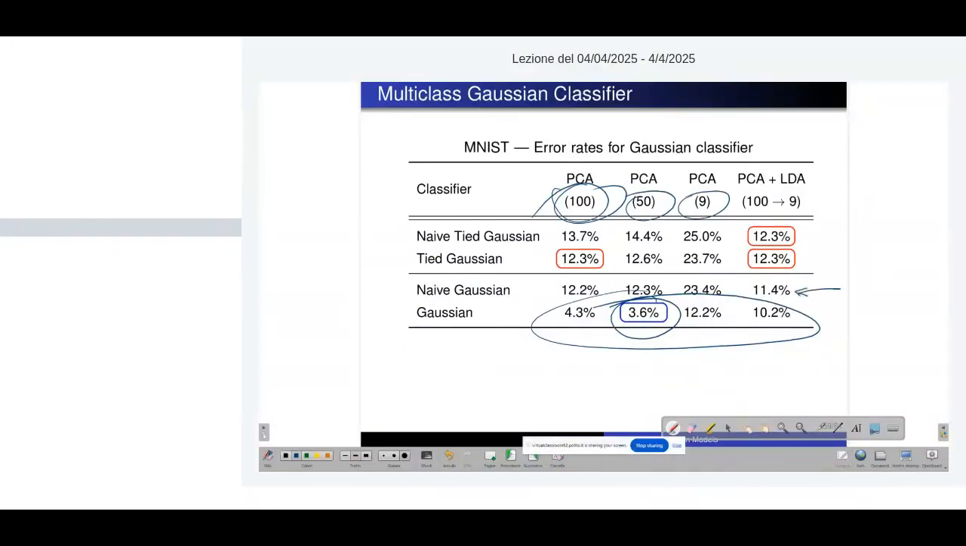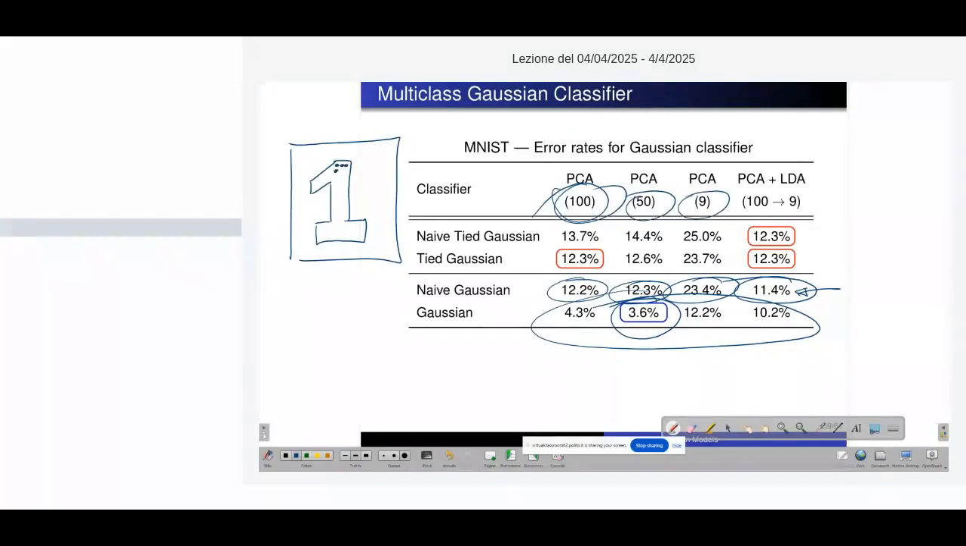Finally, we see that the naive Gaussian model does not work that well. It means that probably we can't assume independence between the components. Is it reasonable? Yes, it is. Let's look at an image. If I have a picture of a 1, how will it look? Like this.